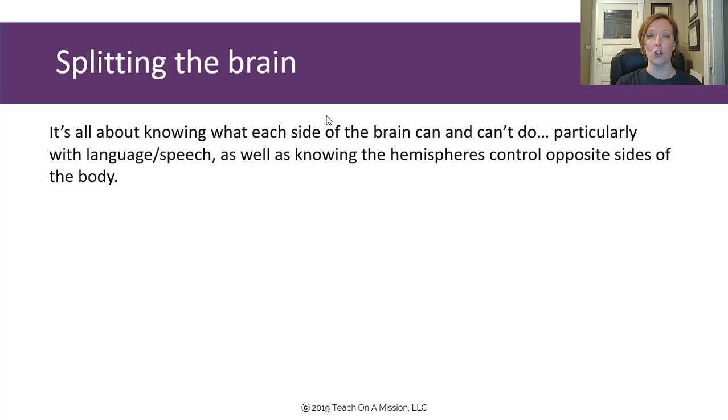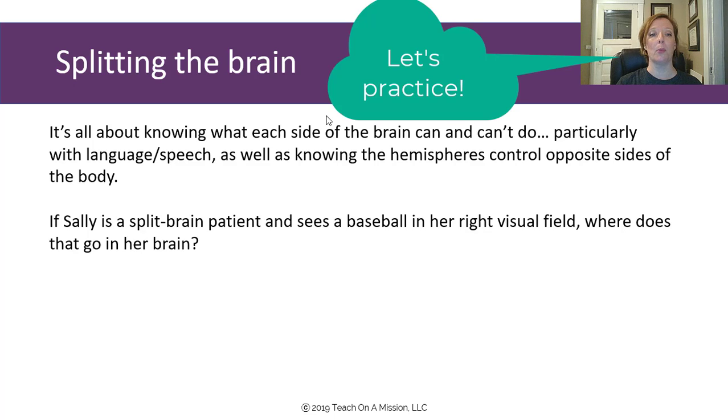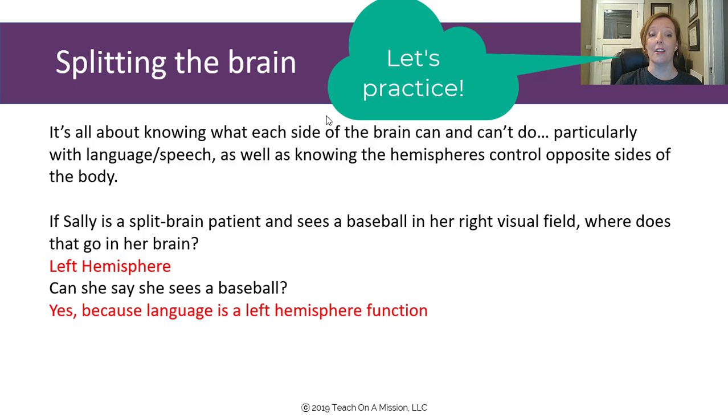This is one of the ways that it shows up most often, as well as knowing the hemispheres control opposite sides of the body. So if Sally is a split brain patient and sees a baseball in her right visual field, where does that go in her brain? It goes in the left hemisphere because she is seeing it in the right visual field. So it's going to be the opposite. Can she say she sees a baseball? Yes, because language is a left hemisphere function, and because she is seeing the baseball in her right visual field, it will be processed in her left hemisphere.